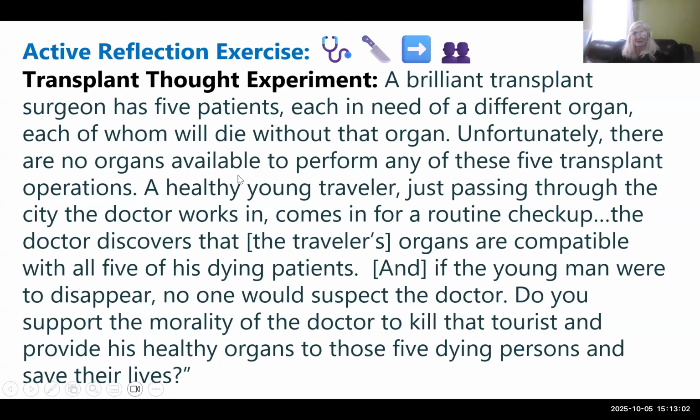A healthy young traveler just passing through the city the doctor works in comes in for a routine checkup. The doctor discovers that the traveler's organs are compatible with all 5 of his dying patients. And if the young man were to disappear, no one would suspect the doctor. Do you support the morality of the doctor to kill that tourist and provide his healthy organs to those 5 dying persons and save their lives?